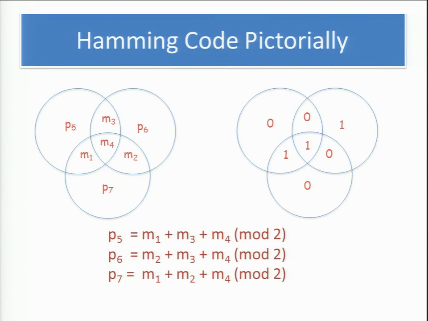So now the code that he has come up with is shown pictorially here. There are these 3 circles, and M1, M2, M3, M4 are the messages. P5, P6, P7 are checksums or parities, you can call. And P5 is the sum of the messages which appear in this circle, M1, M3, M4.